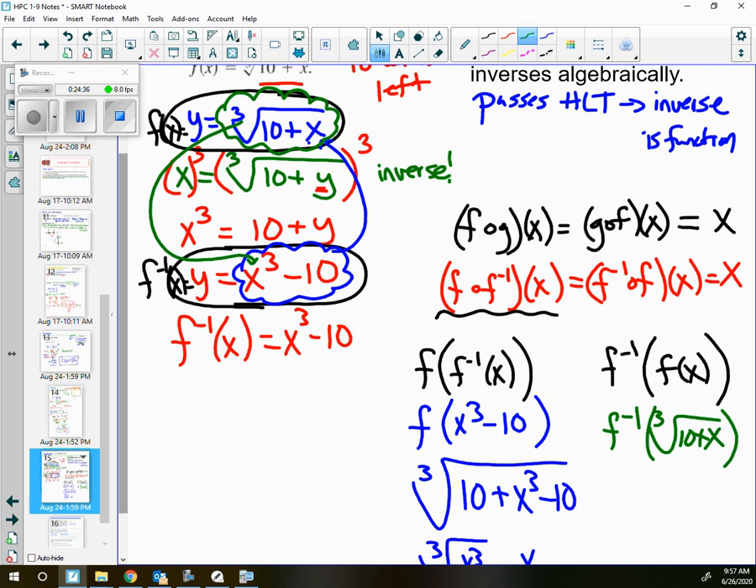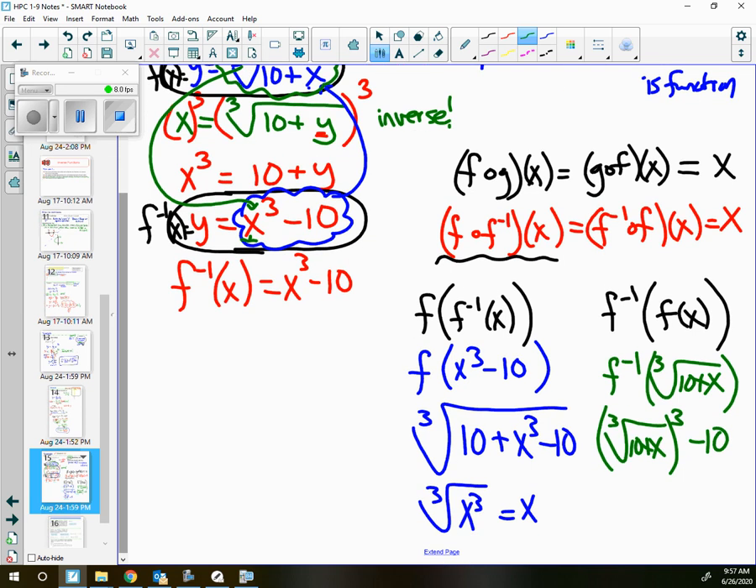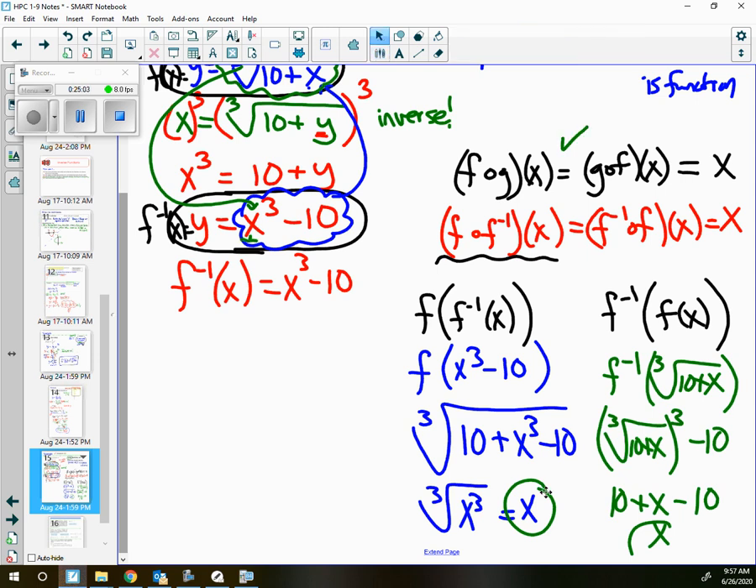So I'm going to take the cube root of 10 plus x, and the rule for the inverse says, hey, take what your input is and cube it, and then subtract 10. Sweet. What happens if you cube a cube root? You get the value underneath. The 10s add to 0, and we're left once again with x. So both of these gave the identity function. So we verified that they are inverses of each other. We kind of knew that. We solved it algebraically, but that's how you verify them, that you do the compositions.